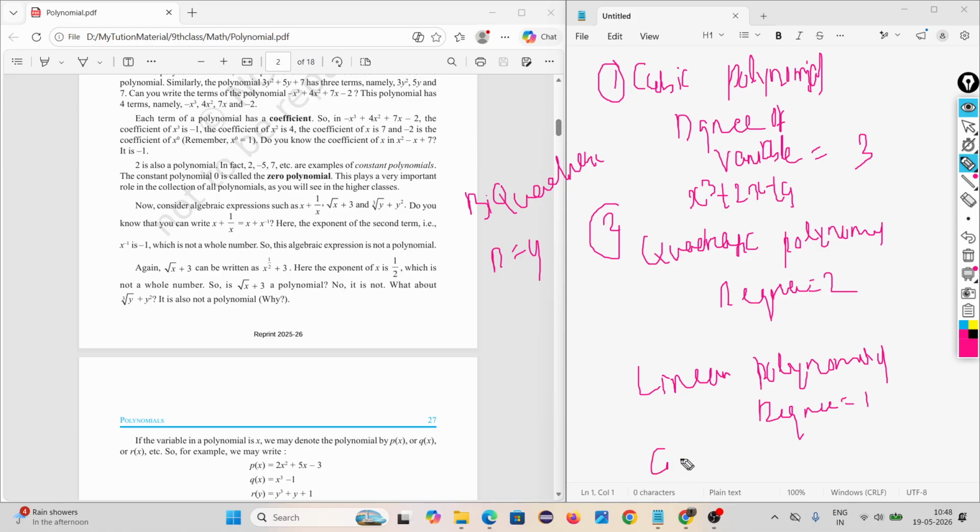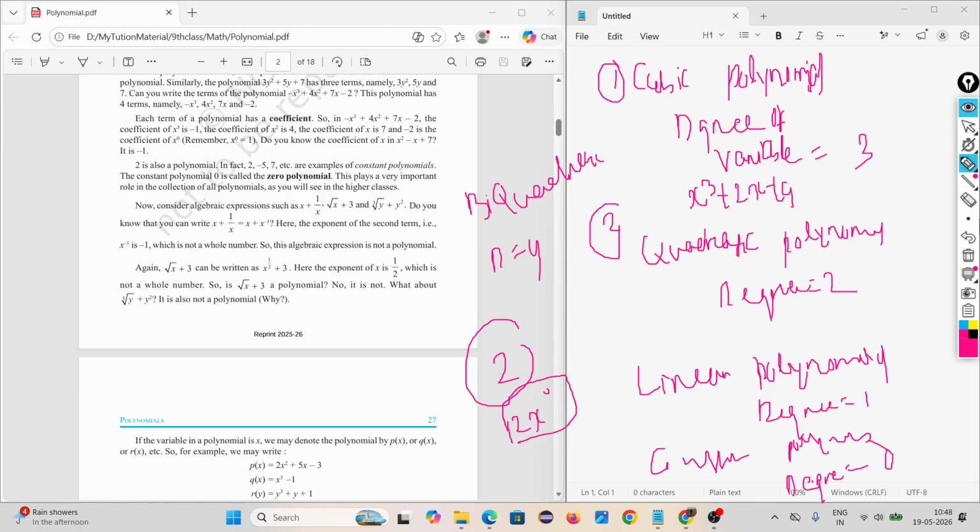Then constant polynomial, where degree equals 0. Suppose 2. 2 is a polynomial. Here the power of the variable x is 0, because I can write 2 as 2 times x power 0.